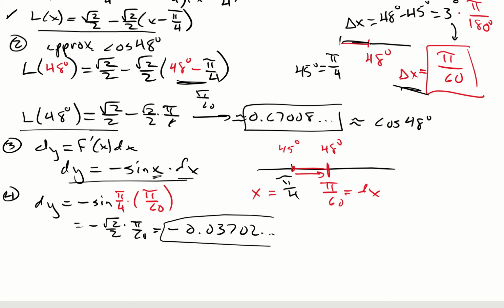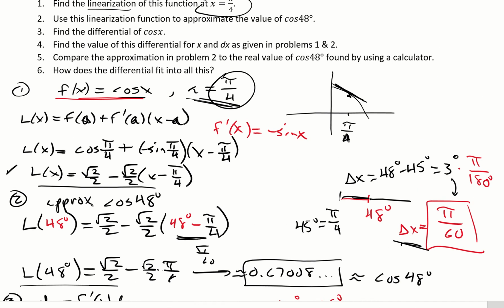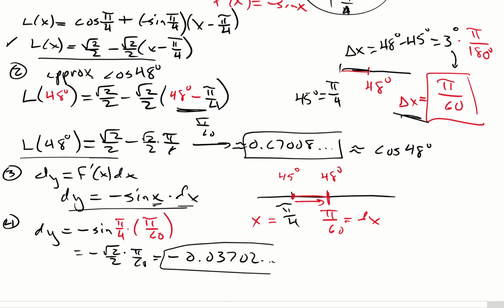Why is it negative? Because when you go to the right, your y value goes down a little bit. That's why it's negative. It's all right there in the graph. That's why the graph is good to know.